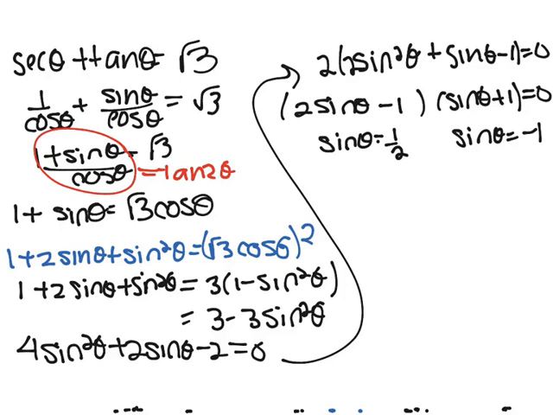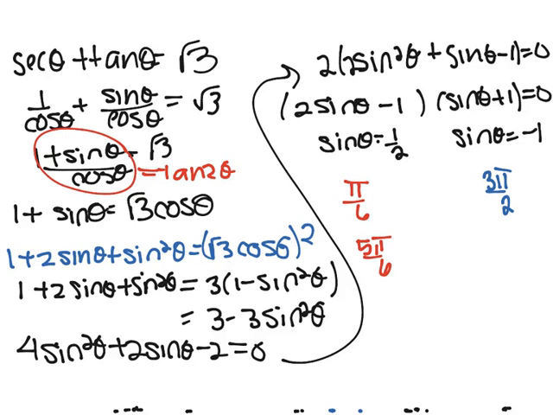So two places where sine of theta equals a half, that's at pi over 6 and at 5 pi over 6. And another place where sine theta equals negative 1, that would be 3 pi over 2. Then you have to check for extraneous solutions. Why do we do that? Because we turn things into sines and cosines and we squared and then we factored. So every time you square, you should check for extraneous solutions.